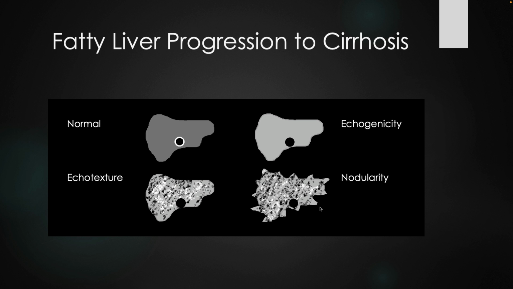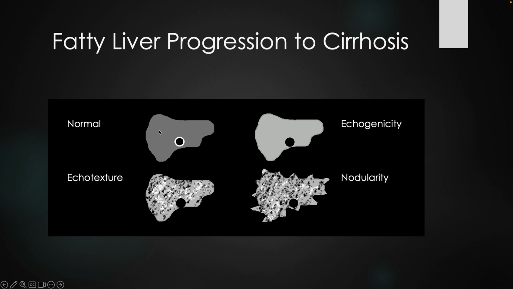Fatty liver progression to cirrhosis. Non-alcoholic fatty liver disease has been renamed metabolic dysfunction associated fatty liver disease, to focus on the drivers such as obesity, insulin resistance, and dyslipidemia, all of which can be modified, and the fatty liver can be reversed as long as it hasn't progressed to cirrhosis.